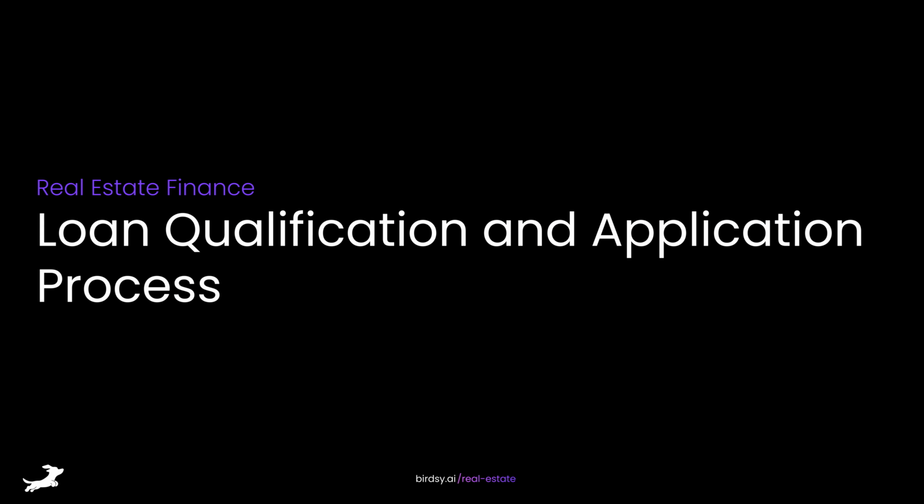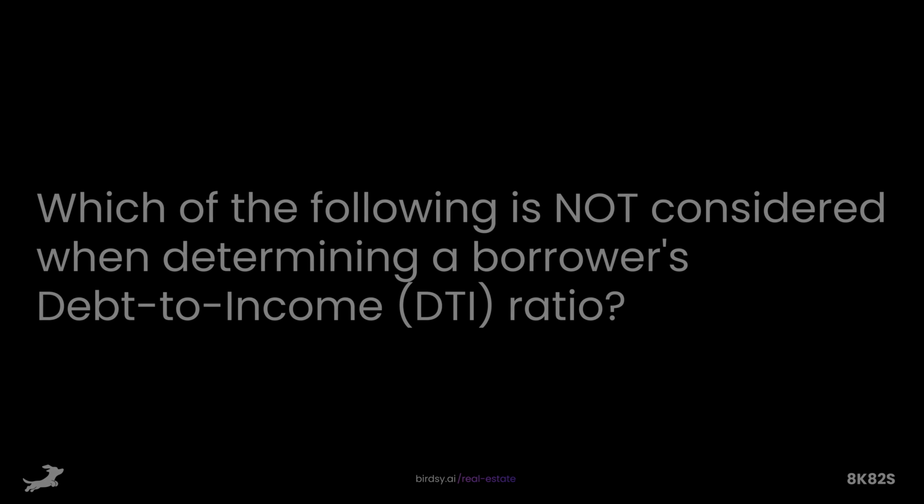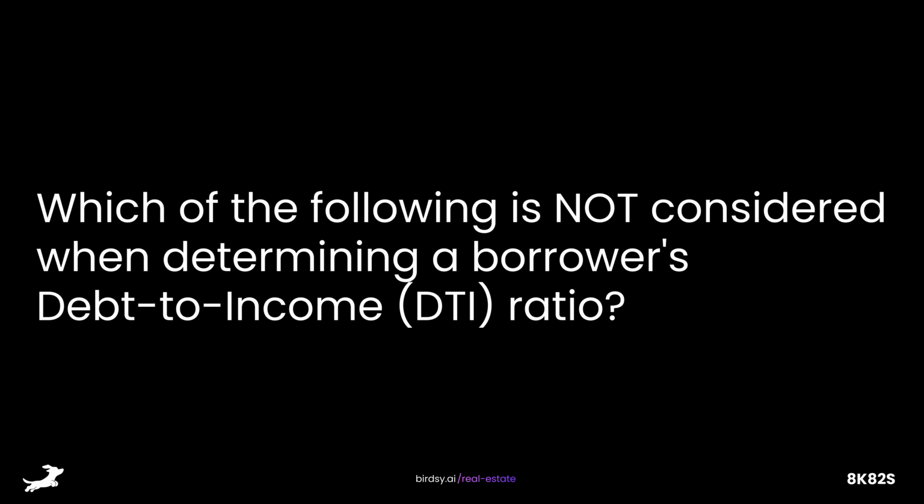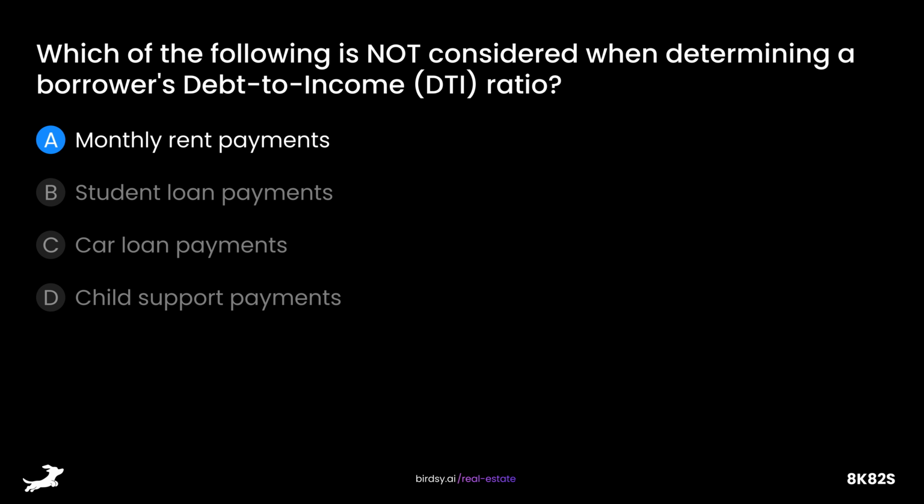Loan qualification and application process. Which of the following is not considered when determining a borrower's debt-to-income ratio? Is it A, monthly rent payments, B, student loan payments, C, car loan payments, or D, child support payments?